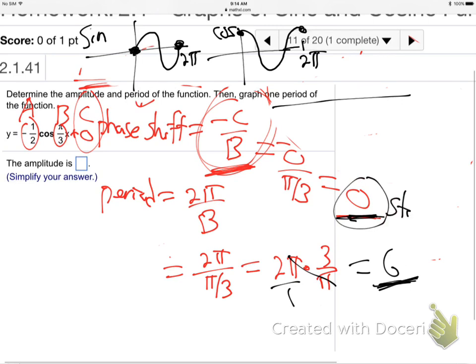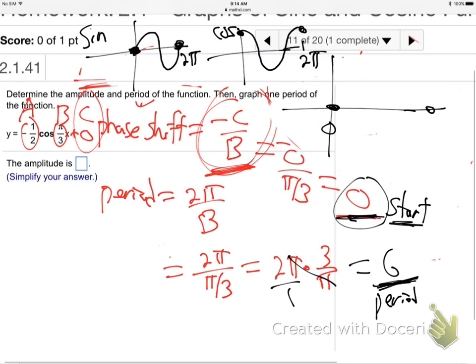So the period is 6, and the phase shift. Now the phase shift means the start, doesn't it? Whenever we're finding phase shift, we're finding where the thing starts. That's what phase shift means. So it starts at 0, and 6 is the period. So what does that mean? When I draw this graph, I'm going to start at 0, and I'm going to end at 6.